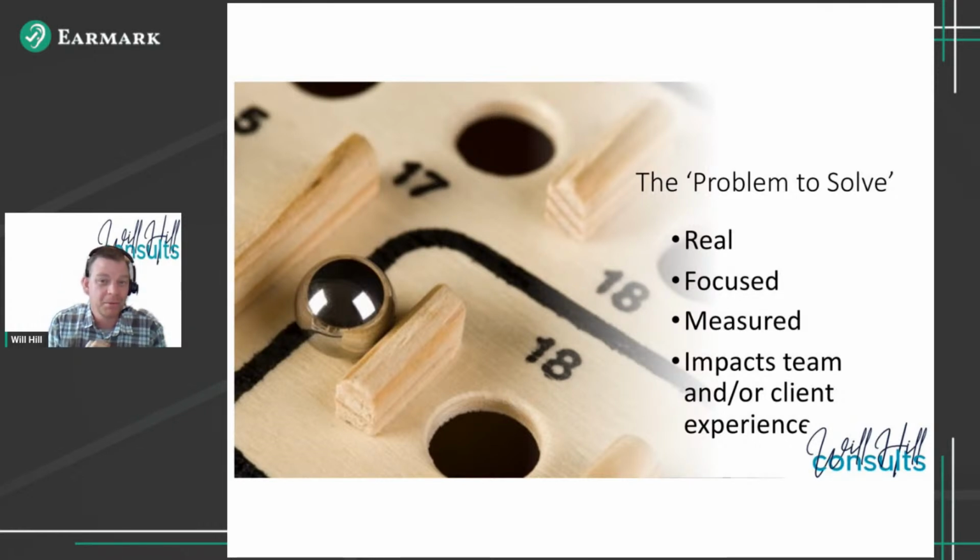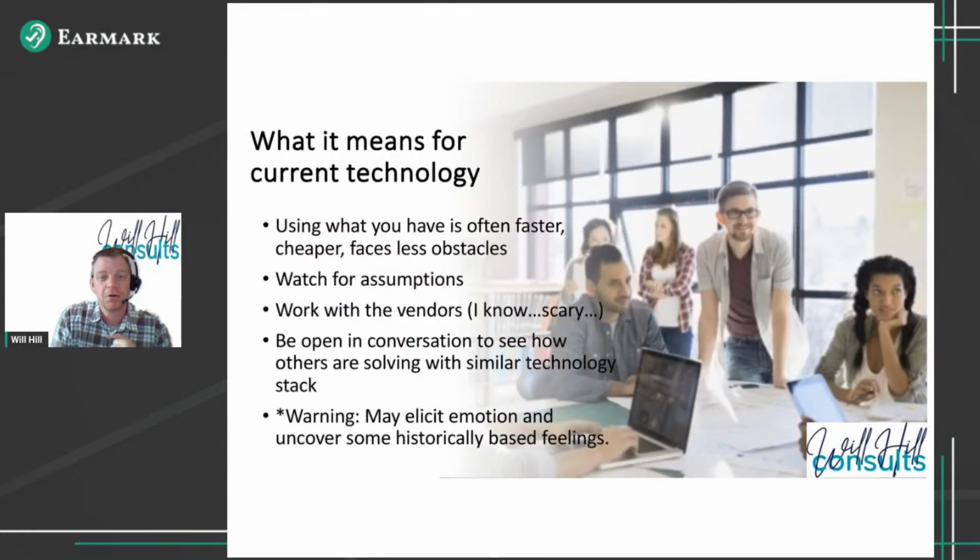Hopefully, you've written down your problem, and we're going to go ahead and chase into our next item. Now that you've got a real problem to solve, this is going to mean something for the technology you have in place today.